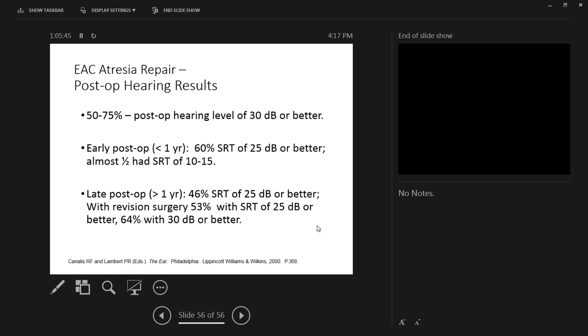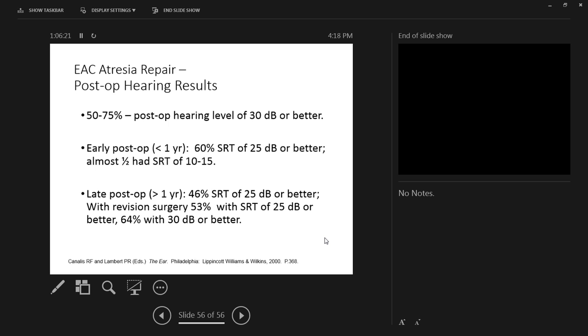Now, how good do things end up being? 50 to 75% of the time, hearing levels can be 30 decibels or better. 1 year post-op, 60% of the time, speech reception threshold was 25 decibels or better. And almost half of these people, 1 year post-op, had an SRT of 10 to 15 decibels. They still have some conductive hearing loss more often than not, but if you could get your SRT down to 10 to 15, you're doing pretty good in most situations.